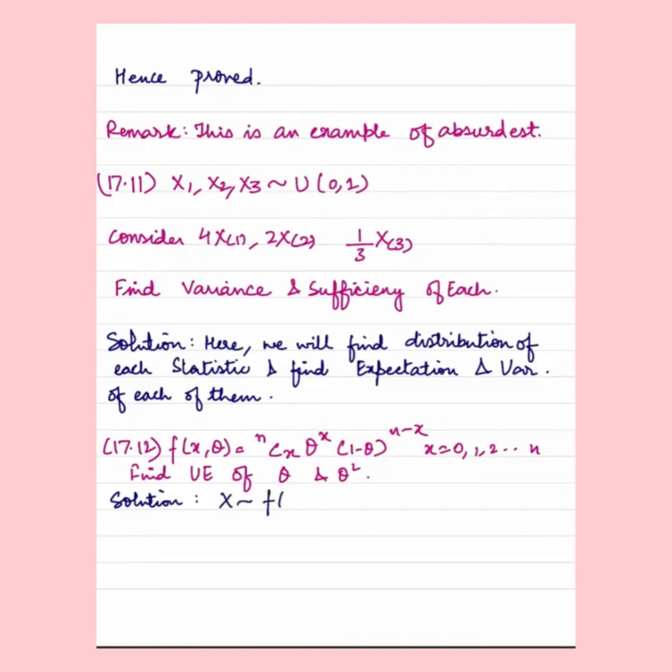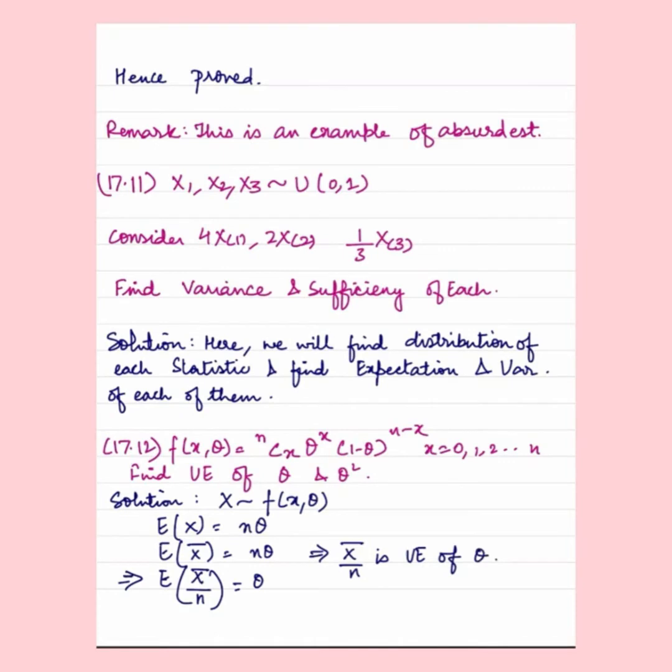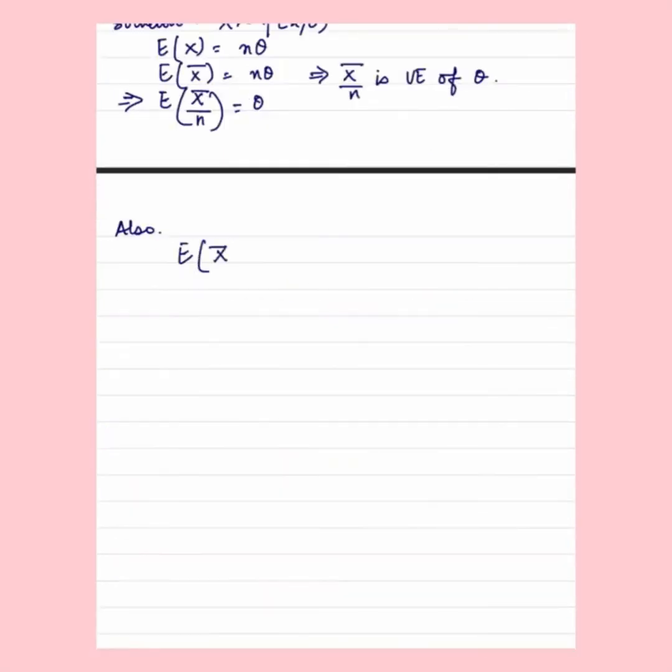Another question we have is 17.12, which is a very interesting question. We have x belonging to binomial distribution with parameters n, theta, and we have to find the unbiased estimate of theta and theta squared.